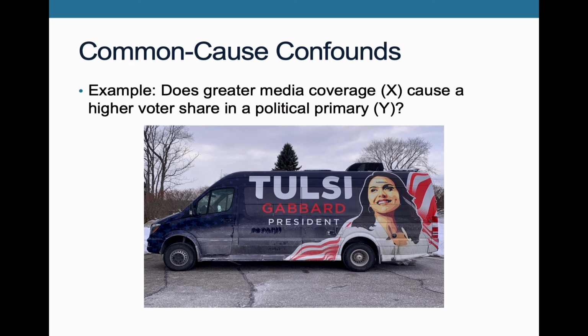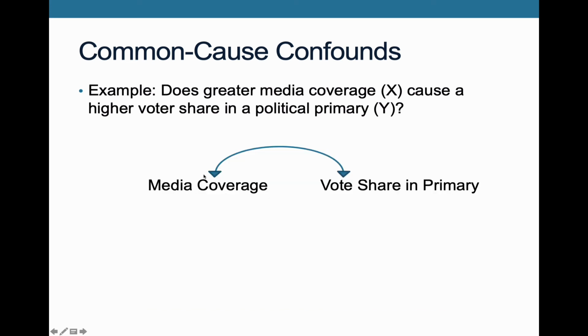So here we can map this out: media coverage is x, and vote share in the primary is y. We see a correlation that candidates with less media coverage don't do as well in the primary. The question again is whether it's causal. An alternative confound that you might want to take into consideration is their success in raising funds.